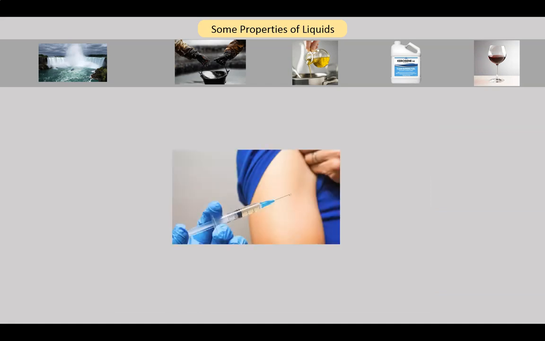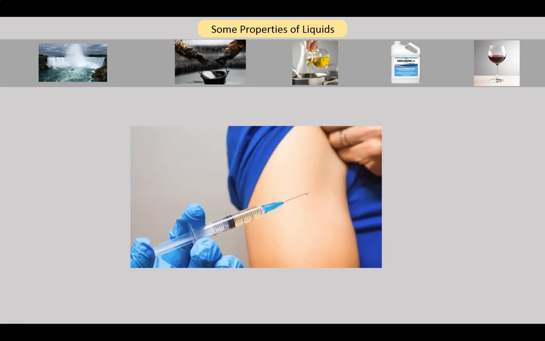In a similar way, the use of a syringe relies on the incompressibility of liquids. Here we see a vaccine being administered through a syringe. Notice how the black rubber seal at the end of the plunger is able to push the liquid out through the needle. Again, this is possible only because the liquid is incompressible.